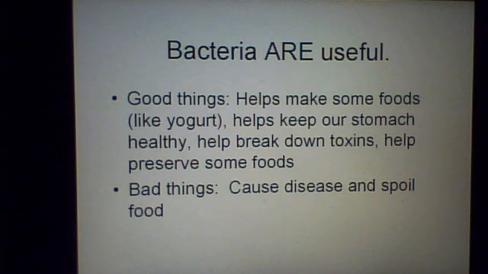Bacteria also helps keep our stomach healthy. They help break down toxins. They help preserve some foods as well. And the bad part of bacteria is the fact that they can cause disease and also spoil foods.